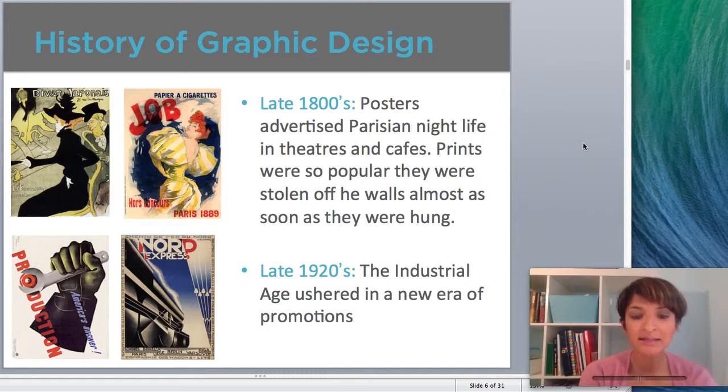So in the late 1920s, the industrial age ushered in a new era of promotions. So we see how it's evolving. So in the beginning, it was necessary to communicate visually. And then we began to promote it. Actually, before we even began to promote it, art, like painting and all of that, before they had cameras, that was the way that people got, let's say, a family portrait or something like that. It wasn't until later that artists began to express themselves with art. And then we began to promote products.